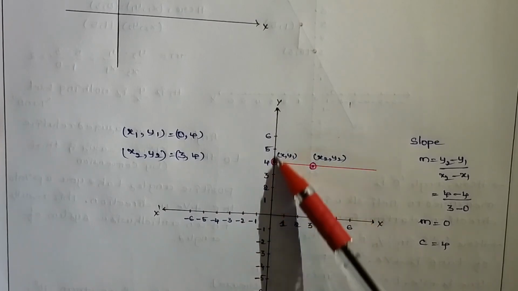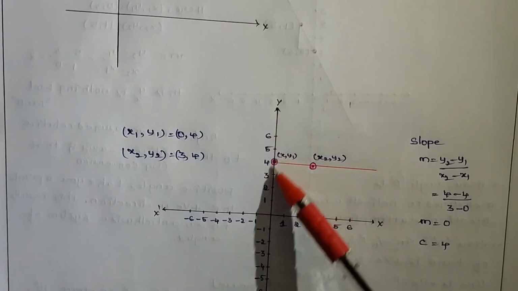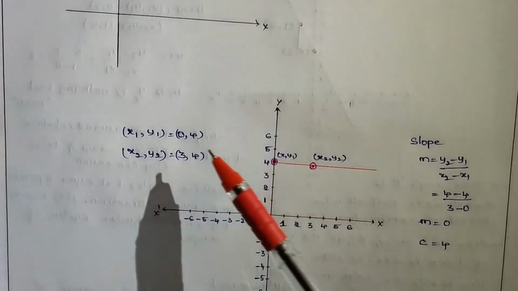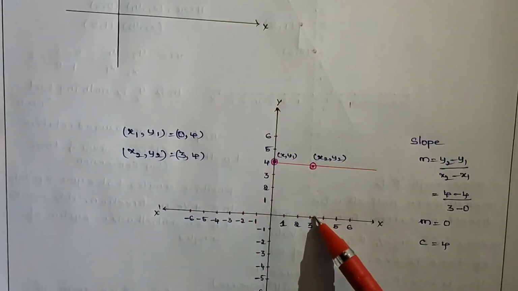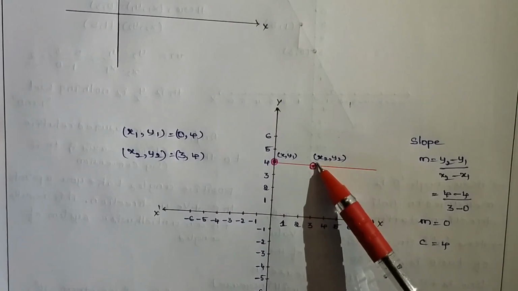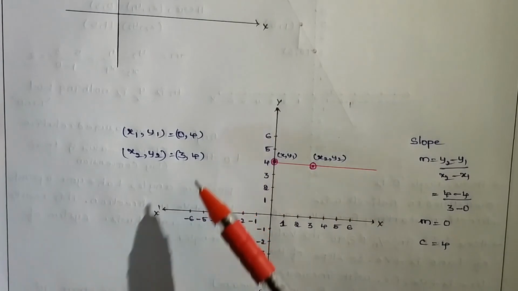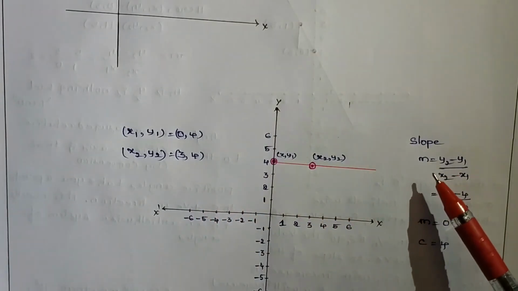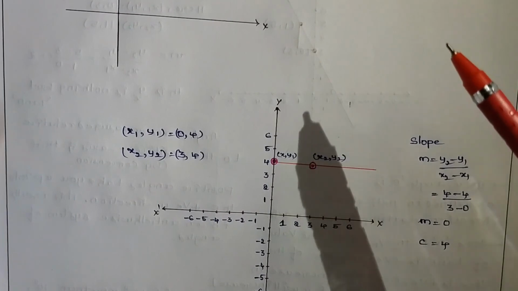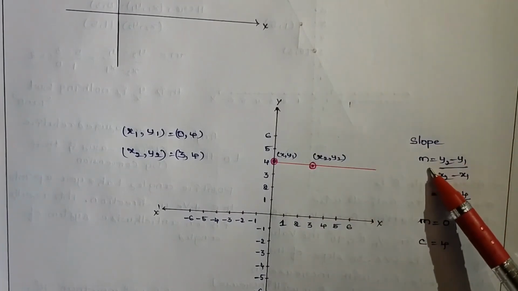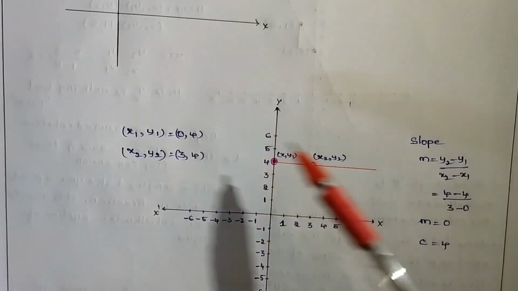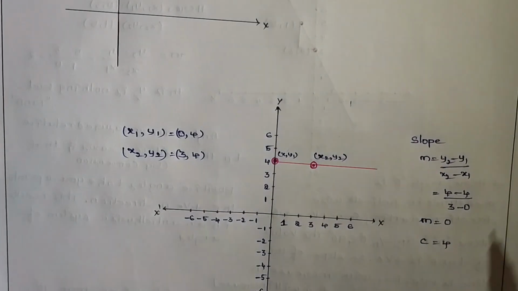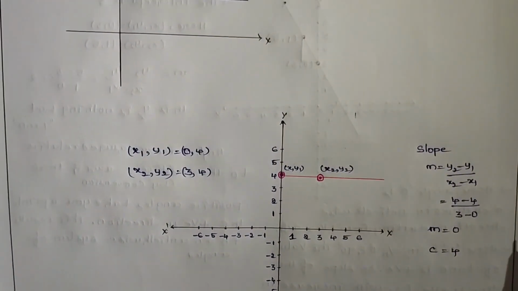This point is on this line. If a point is on the y-axis, the x value is 0. That is why we are taking 0 and 4 for x1, y1, and in x2, y2 we are taking 3 for the x coordinate x2 and 4 for y2. If we do the same thing as we did in the above example, slope is equal to y2 minus y1 by x2 minus x1. If you place these values in this, you will get slope 0 and intercept 4. For slope 0, the graph looks like this.